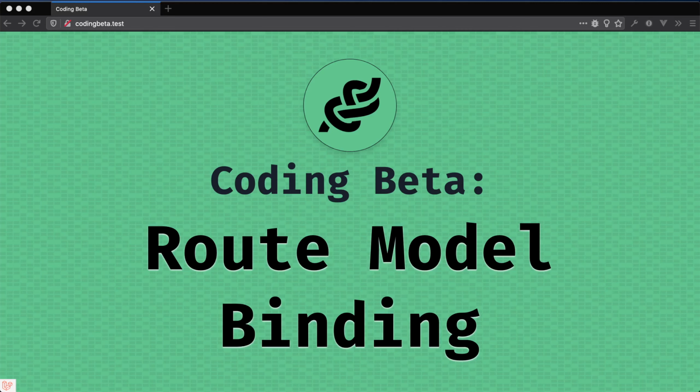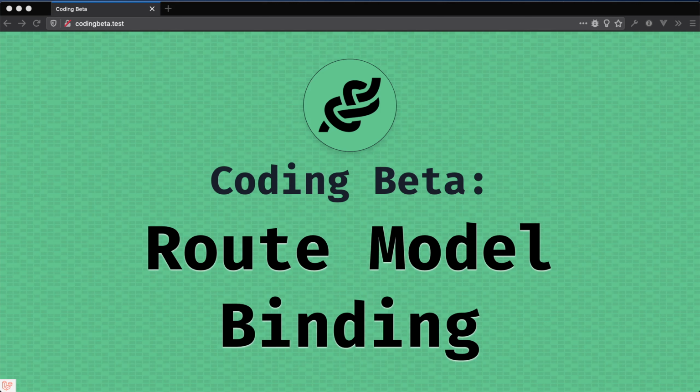Today we're going to be talking about route model binding. Route model binding is when you have a URL or a route that has a variable defined in the URL, and you want to take the value of that variable, query the database, and return an instance of whatever model that may be, rather than just having the identifier itself available to you.